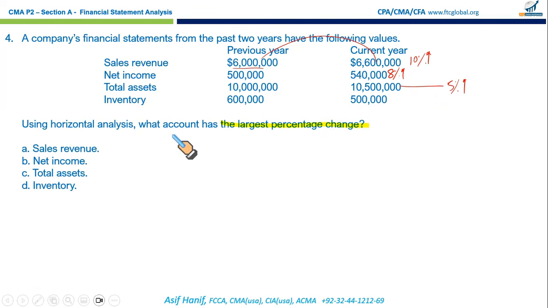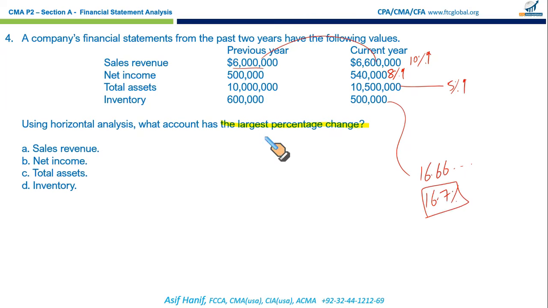Look at the last number. Inventory last year was $600,000. This year is 500,000. There has been a decrease of $100,000. This decrease is what percentage of the last year inventory figure? It's 16.66 and so on, which is 16.7%. That is clearly the largest change, downward of course. So that's the decrease. So D is the right option.